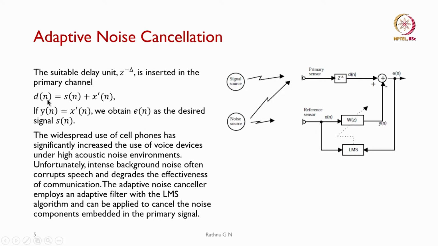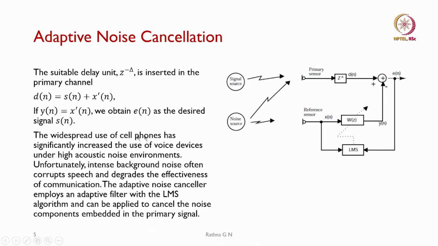So, how we are going to define this: the desired signal is nothing but s of n plus x dash of n. So, what is that? Where if y of n is equal to x dash of n, we obtain e of n as the desired signal s of n. So, what is it?